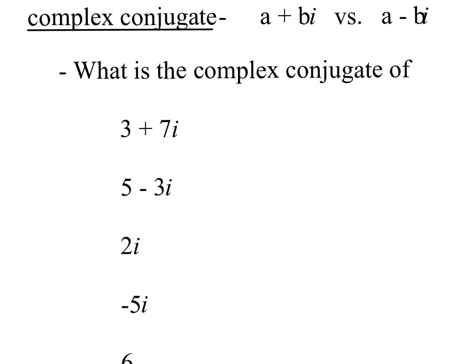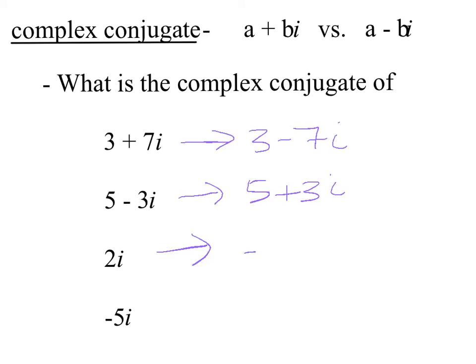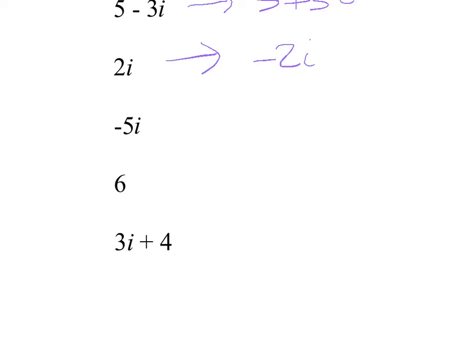So if we're looking at these and I'm trying to figure out the complex conjugate of them, basically what I'm focusing on is that in front of the imaginary, see the real one, a and a, they're still the same. It's the imaginary that changes sign. So here it was a positive bi, here it'll be a negative bi. The complex conjugate of 3 plus 7i would be 3 minus 7i. The complex conjugate of 5 minus 3i would be 5 plus 3i. The complex conjugate of 2i would be negative 2i. The complex conjugate of negative 5i would be a positive 5i.